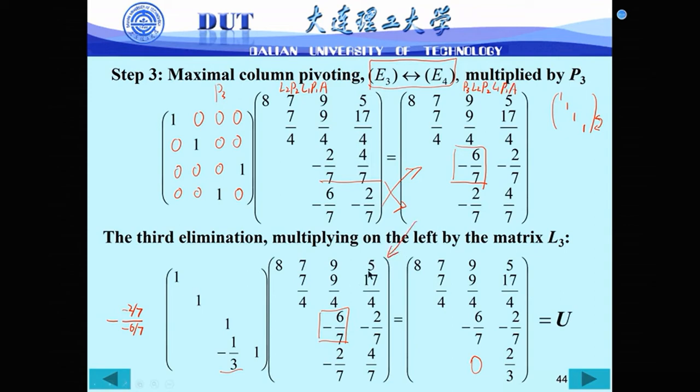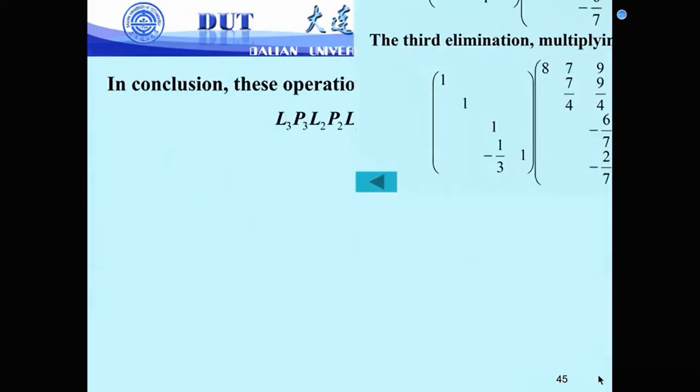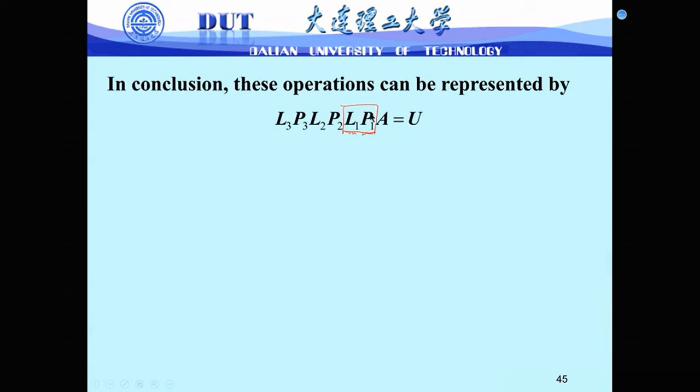These are two same matrices, right? Here is L3, then we obtain L3 multiply P3 multiply L2 multiply P2 multiply L1 multiply P1 multiply A. It is just U. So P1, L1, P2, L2, P3, L3: pivoting, elimination. In each step, we use a permutation matrix, meaning pivoting, and elimination multiply L1, right? Then P2, new pivoting, elimination. Then we obtain the U.